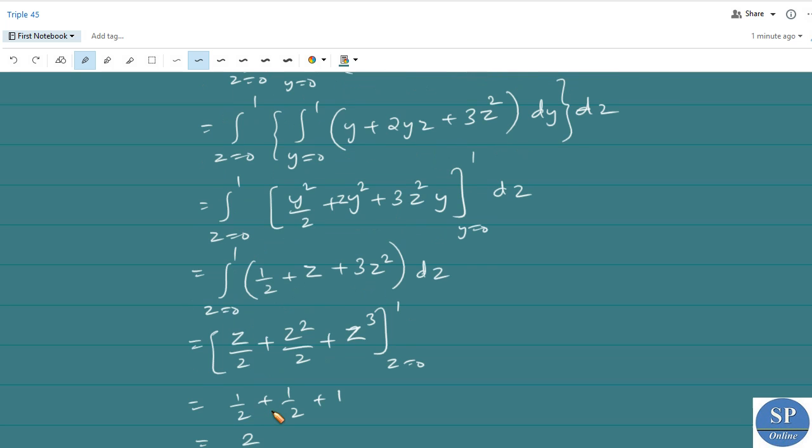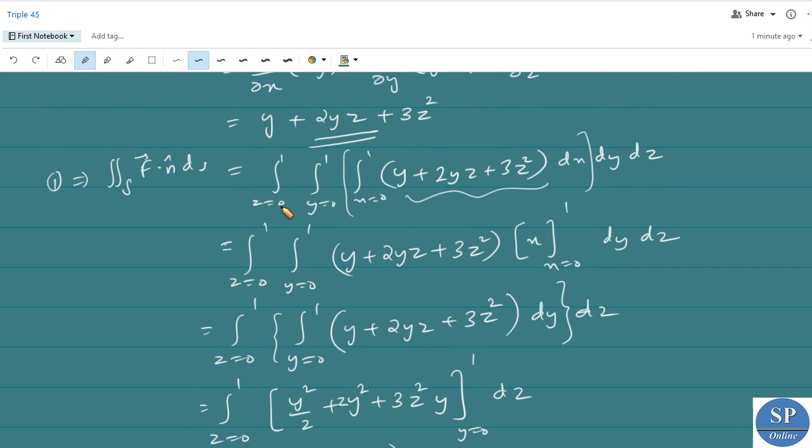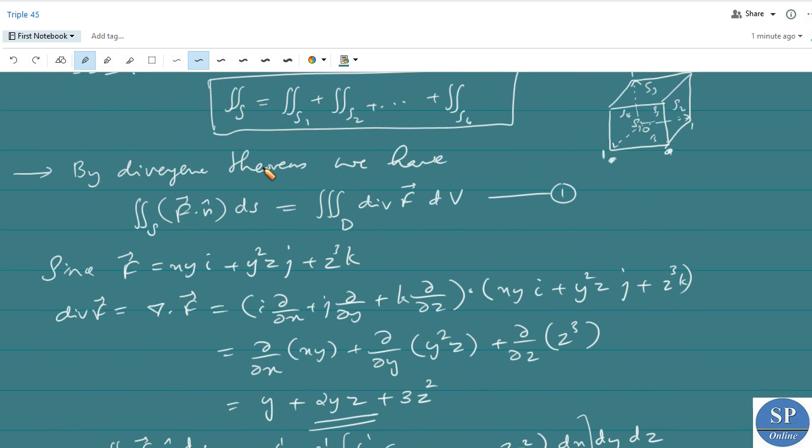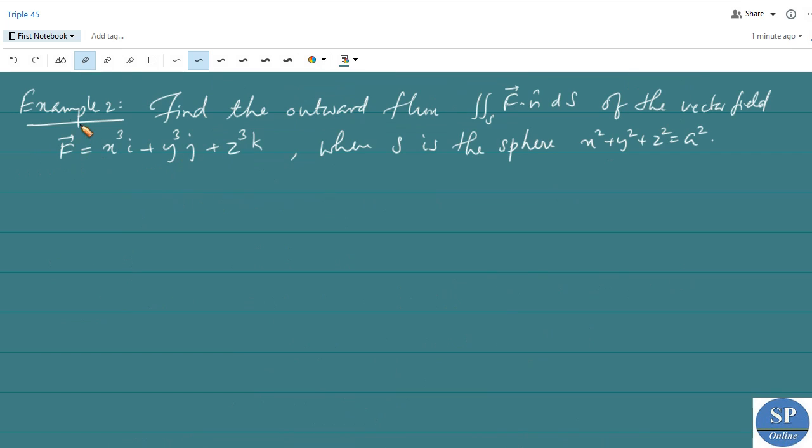So here we have converted our surface integral into this triple integral by using the divergence theorem. Next question we can discuss is example 2.